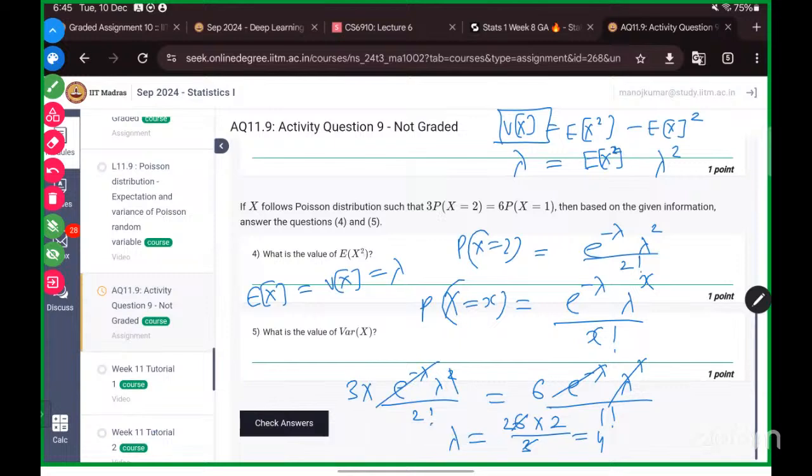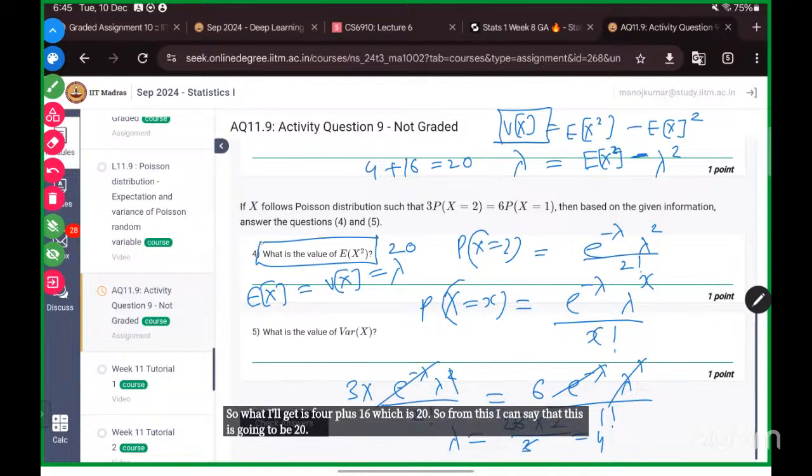This one is being told to us. So lambda I know is 4, right? So 4 square is 16. This is 4. So what I'll get is 4 plus 16, which is 20. So from this I can say that this is going to be 20. And variance is lambda itself, which is 4.